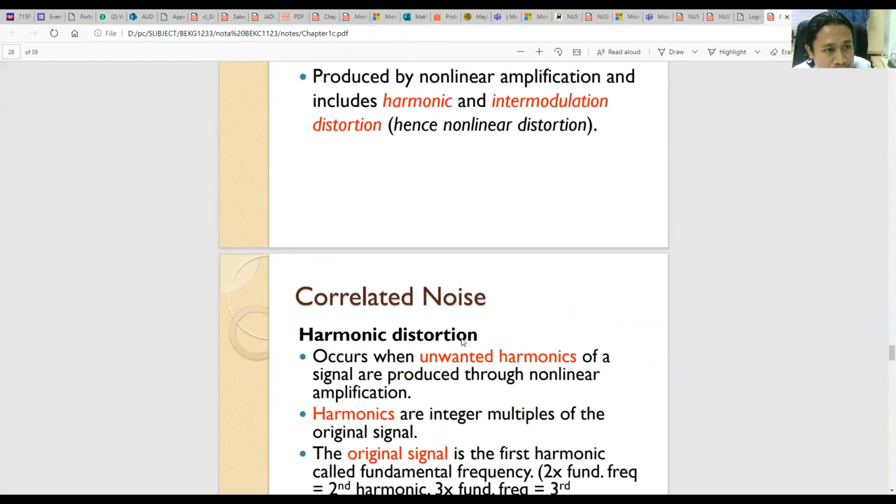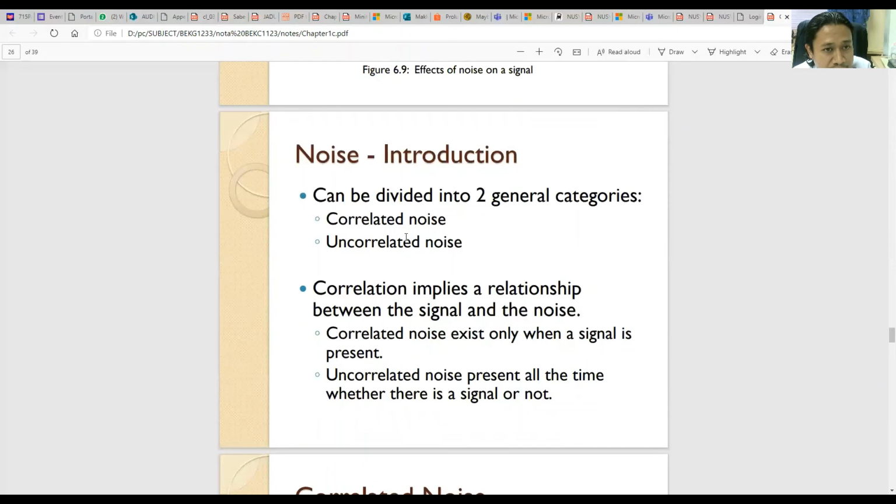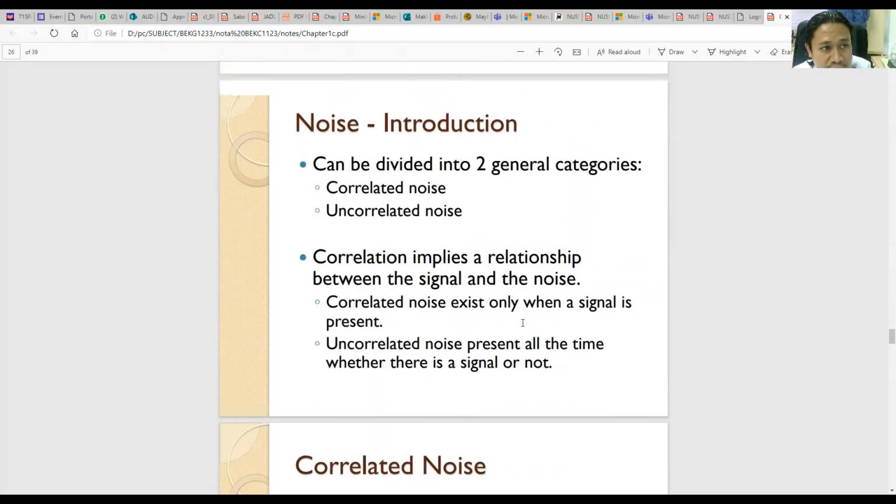Actually, as I mentioned to you, noise can be categorized into two categories. First is correlated noise, and second is uncorrelated noise. Correlated noise exists only when a signal is present. Uncorrelated noise is present all the time, whether there is a signal or not. So these are the two types of noise.